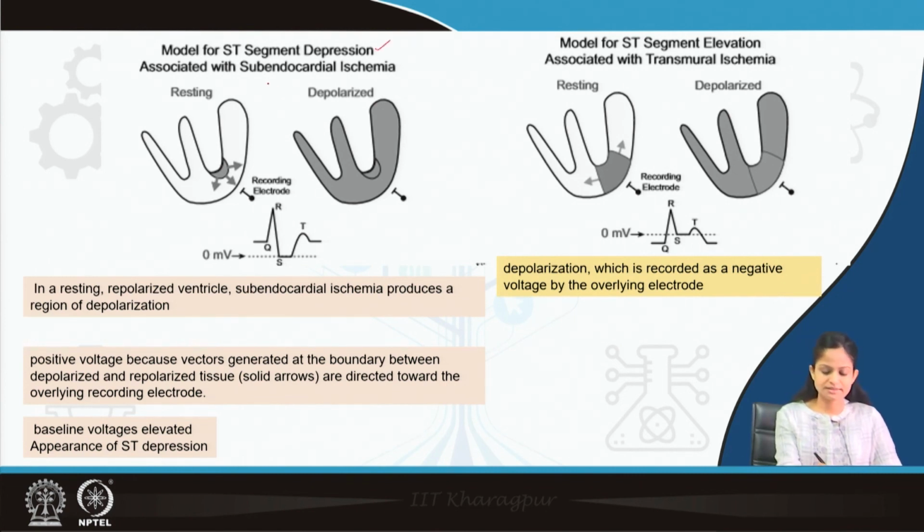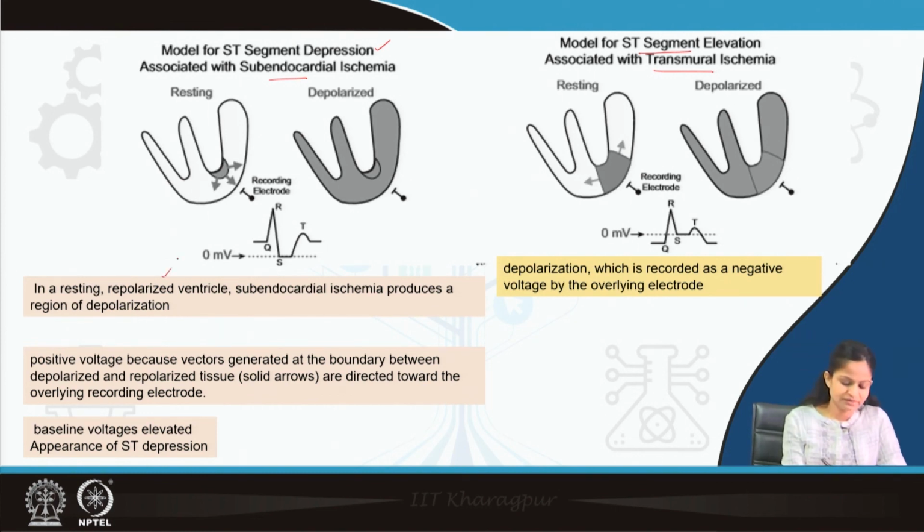Now, the ST segment depression and the ST segment elevation. Depression occurs in subendocardial ischemia, ST segment elevation we will see in transmural ischemia. Now, in ST segment depression or elevation, the ST segment usually coincides with the plateau phase, but this depression and elevation are not occurring during the plateau phase. These are occurring in the resting repolarized ventricular cell.